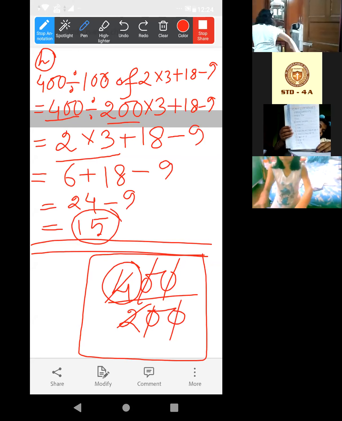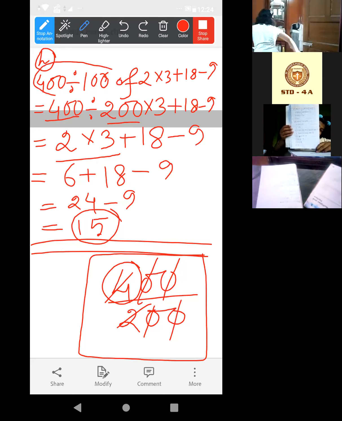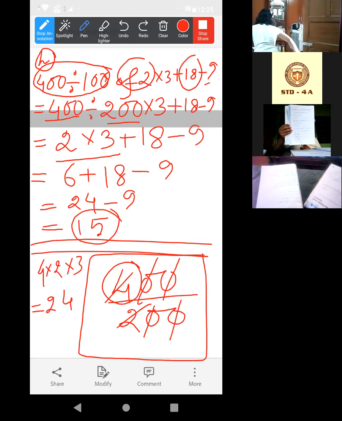Okay. Achha, don't make this mistake. Basically here, most of the students do the division first. 400 divided by 100, that will be 4. Then this of 2, 4 2s are 8. Then into 3, 24. Plus this 18. Then minus 9. Then the answer will come 33. Understood? But that will be wrong. Don't do that one. First, we have to calculate the of part, then only the division.